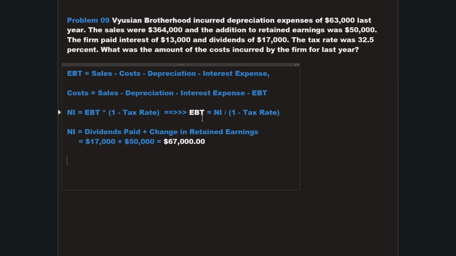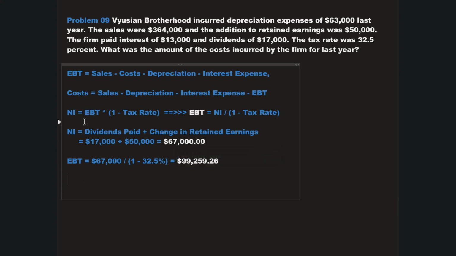Okay, now we know net income. Using this equation right here, we can figure out EBT: net income of $67,000 divided by 1 minus the tax rate, which is 32.5%. That means earnings before taxes was $99,000 and some change. All right.